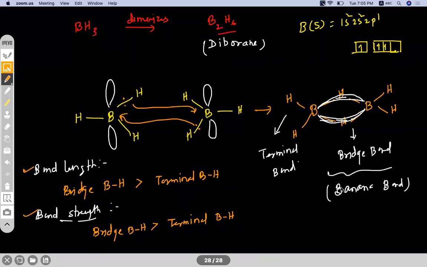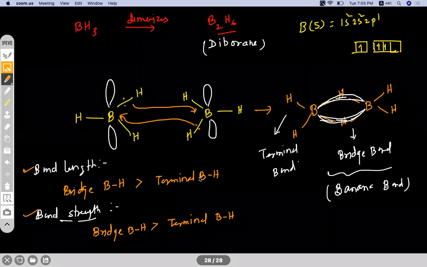Then guys, tell me. Yes. So another type of bridge bond we have, the second type, is the three center, four electron bond. We have two examples in this. The first one is BeCl2.